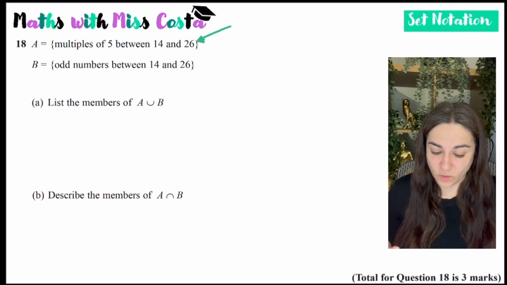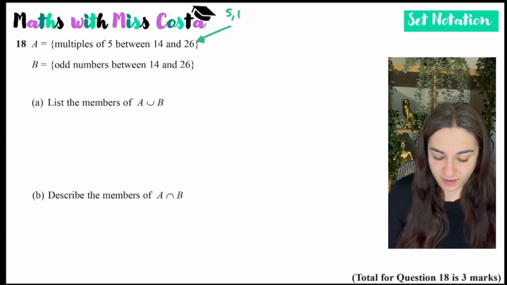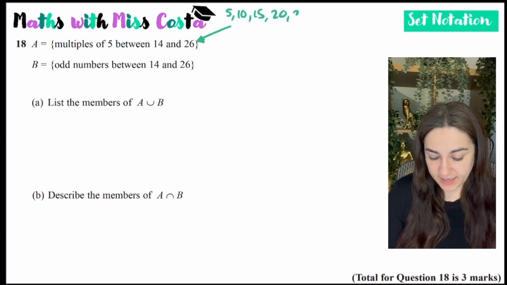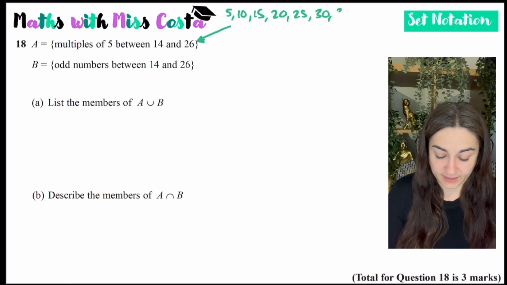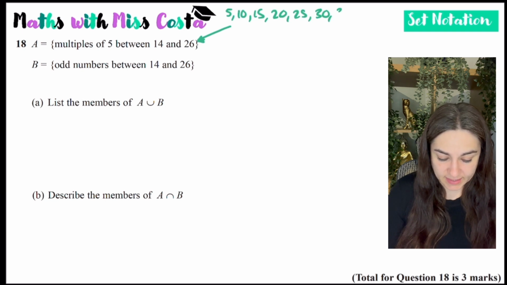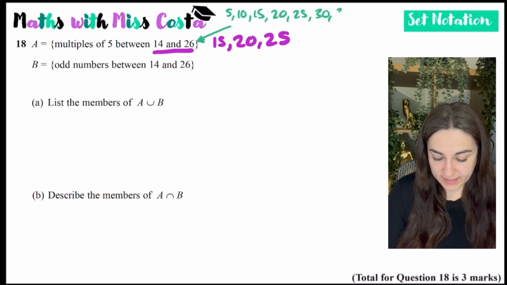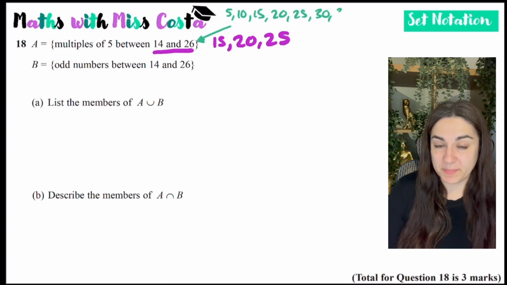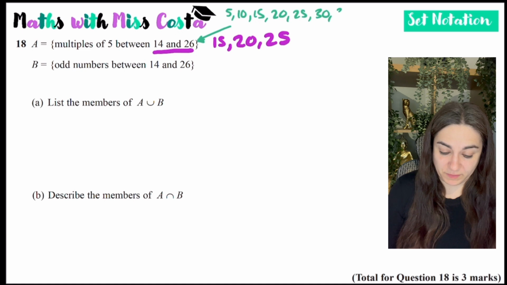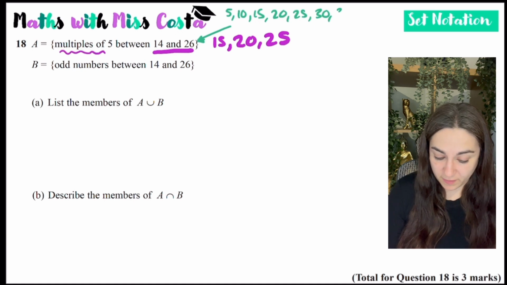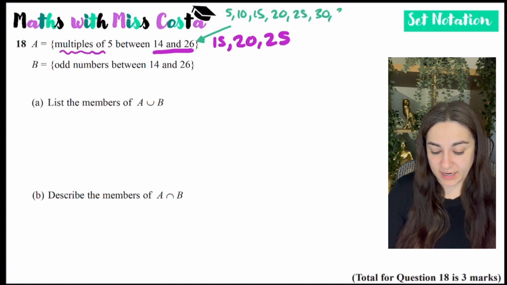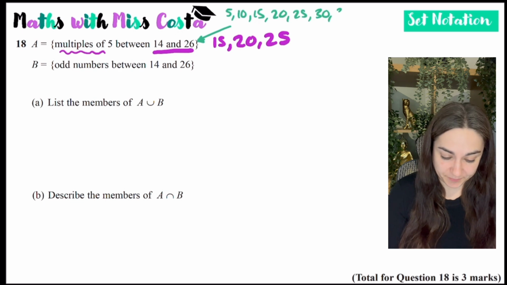So we can think of, what are the multiples of 5? We've got 5, 10, 15, 20, 25, 30, and so forth. And which of these are between 14 and 26? Well, 15, 20, and 25. So the members of set A would be 15, 20, and 25. In order to be part of the set, you need to be a multiple of 5, and you need to be between 14 and 26.